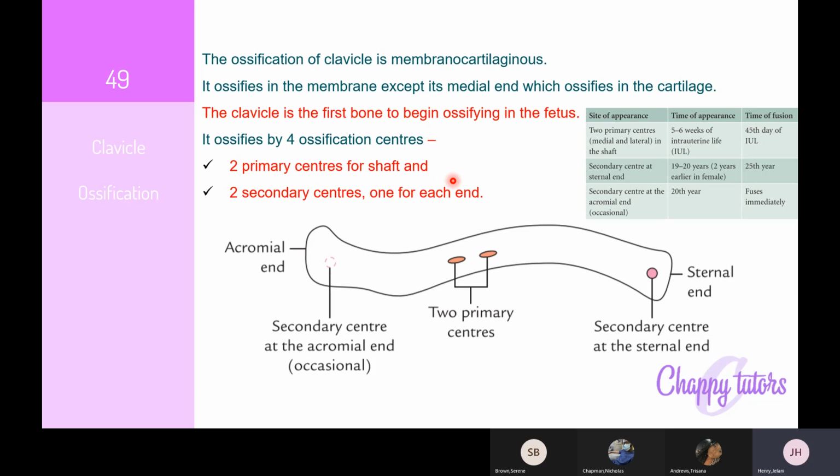Right, now we get into the ossification, right? The ossification of the clavicle occurs at 4 ossification centers, right? 2 of those are primary centers, and the other 2 are secondary centers. So you have 2 primary centers located in the shaft of the clavicle, and then you have 2 secondary centers at the ends of the clavicle, right? And as I said before, ossification of the clavicle begins at about 5 to 6 weeks of intrauterine life and completes at about 25 years, right? And the clavicle is the first bone to begin ossifying in the fetus.